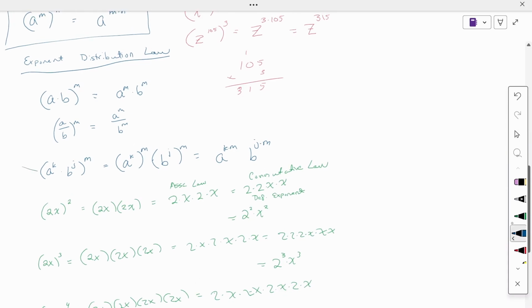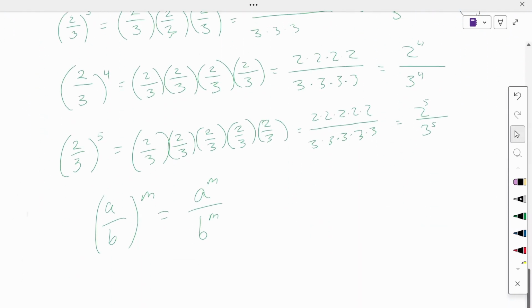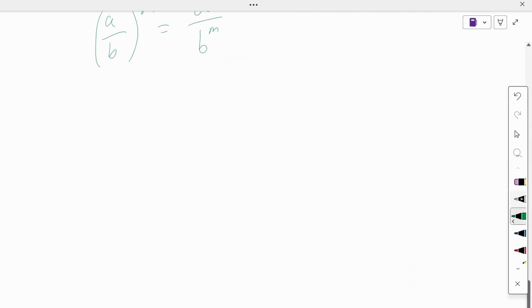Okay, but note that there is, in fact, this last rule where you've got numbers raised to powers, and then you raise that to another power. And how does that work?